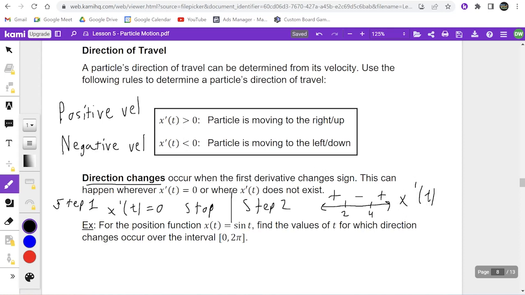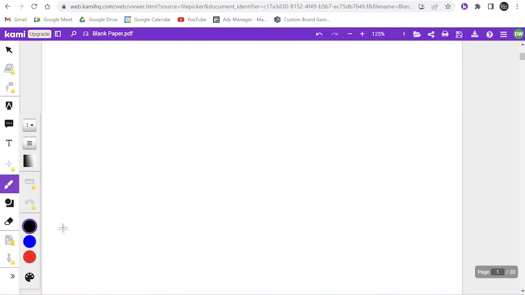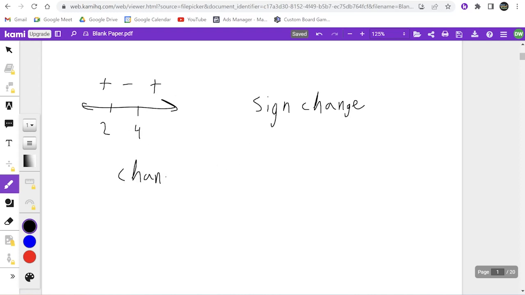Let me write that down on another page because I ran out of room. If you have a sign change in that number line that I just made, so for instance in the example with 2 and 4, positive, negative, positive, we would say we changed signs at 2 and 4, so we changed directions at t equals 2 and 4. So that's what we're talking about with changing directions.